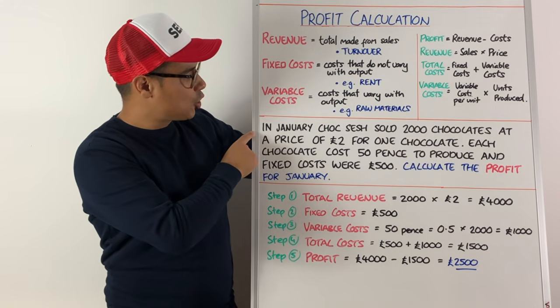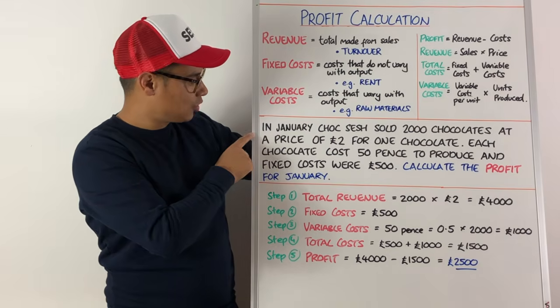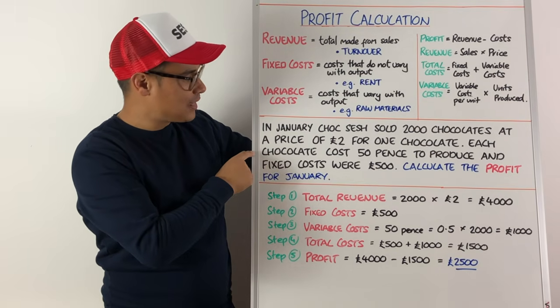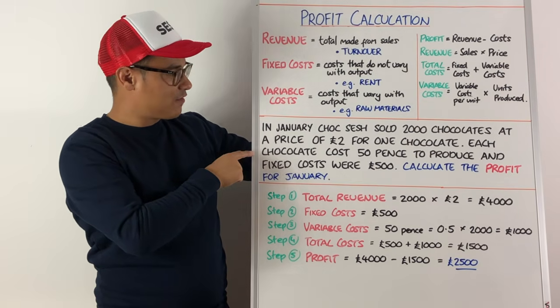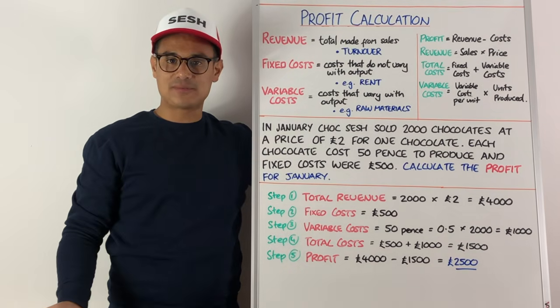So in January, Chocsesh sold 2,000 chocolates at a price of £2 for one chocolate. Each chocolate cost 50 pence to produce and fixed costs were £500. Calculate the profit for January. We'll go through each of the steps to answer this.